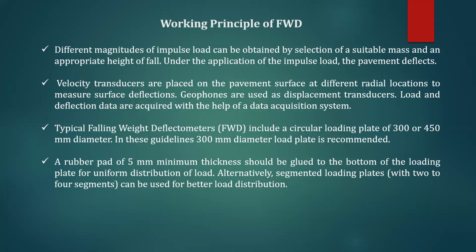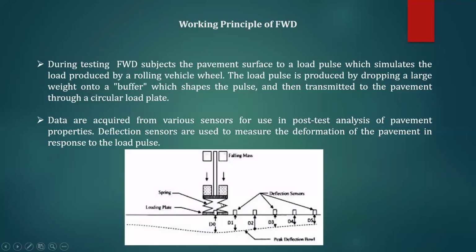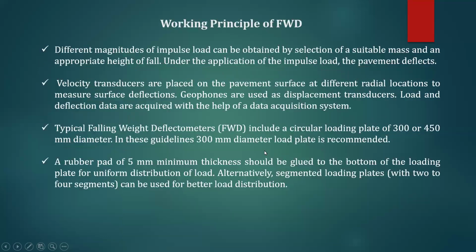Load and deflection data are acquired with the help of a data acquisition system. Whenever people are using falling weight deflectometer, a data acquisition system will be there. So whatever the load applied and the corresponding displacement from the geophones, as I have shown you in the previous slide, if you see here in this picture, deflection sensors are located at a particular interval, exactly below the load, and at radial distances something like 300, 600, 900. IRC has specified some locations for Indian conditions, and we have to follow that.